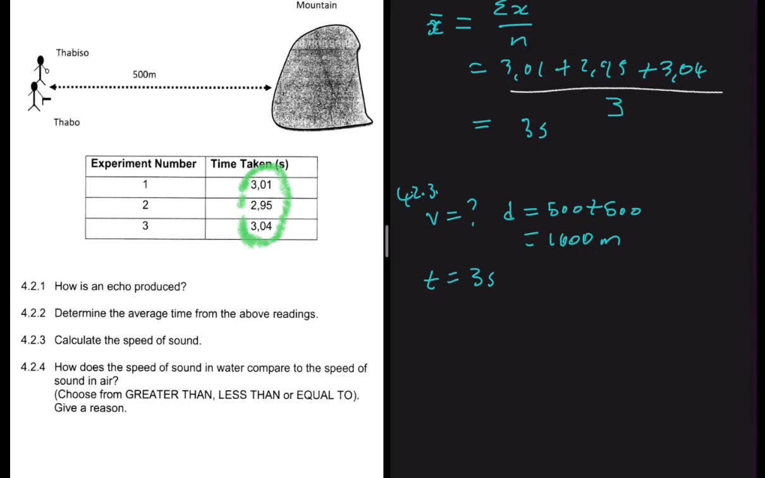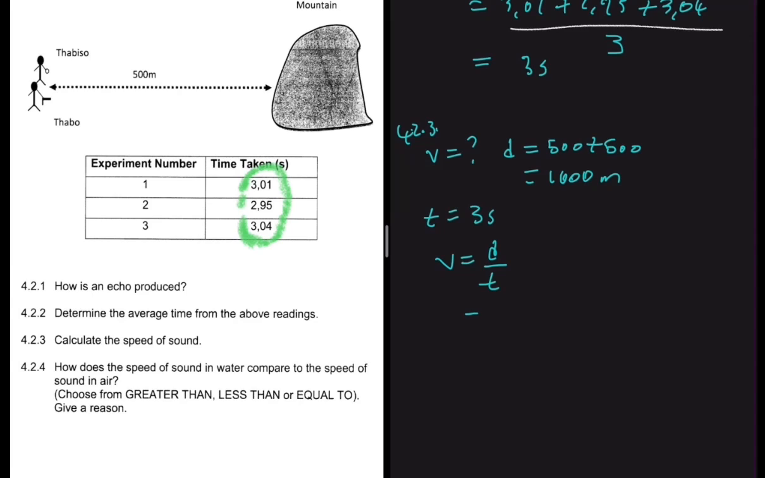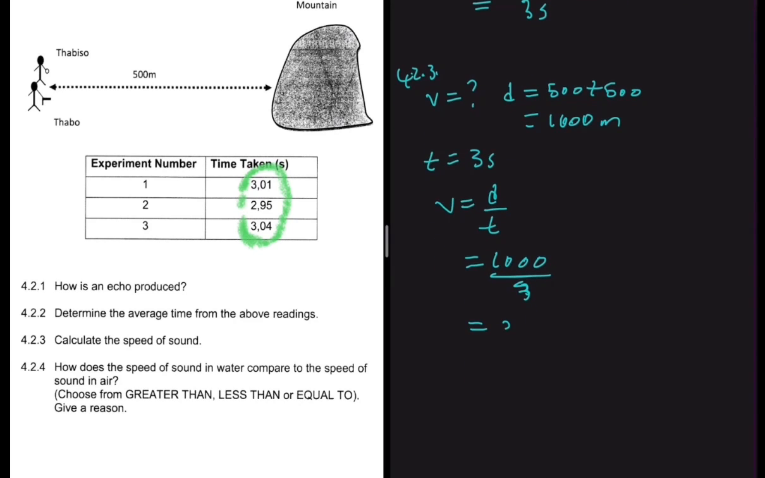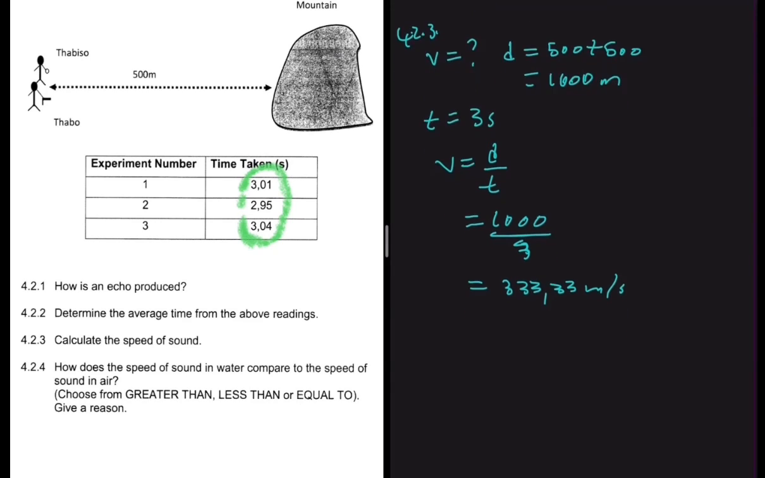So here we can go ahead and say that the velocity is equal to the distance divided by the time. The distance is 1000, and the time is 3. It only takes 3 seconds. And if you compute that, you're going to get 333.3 recurring meters per second.